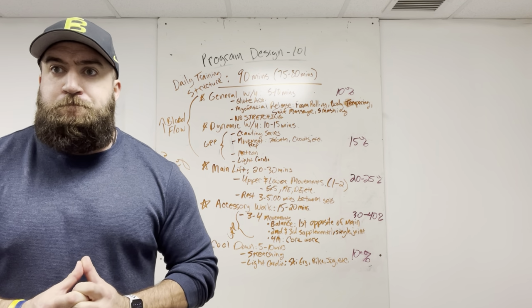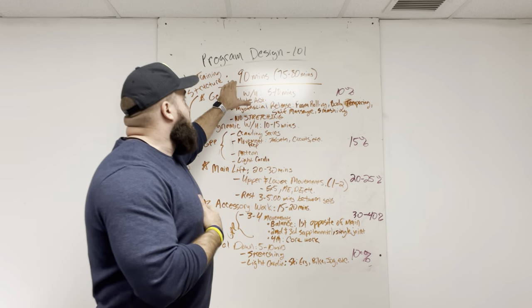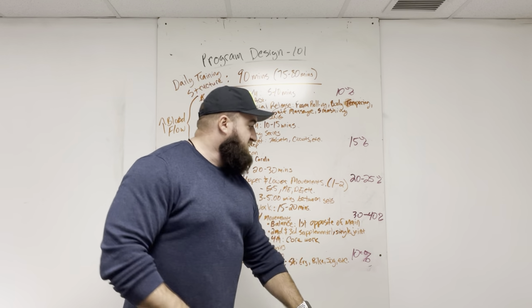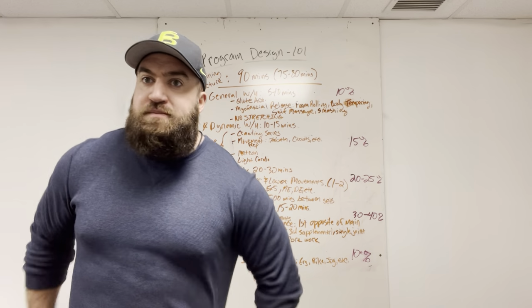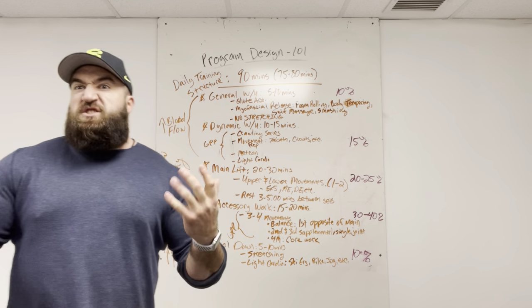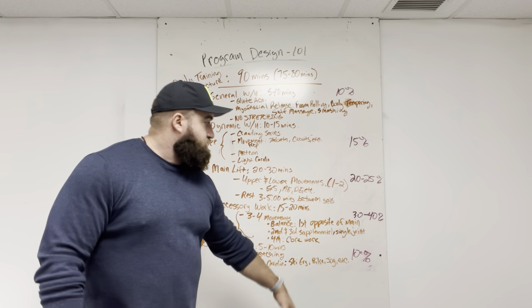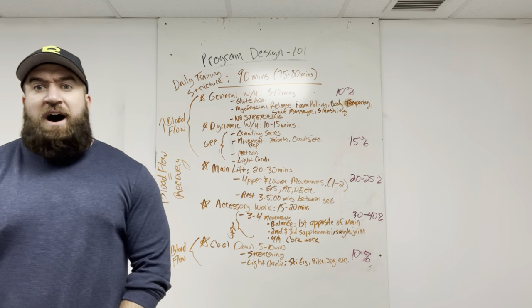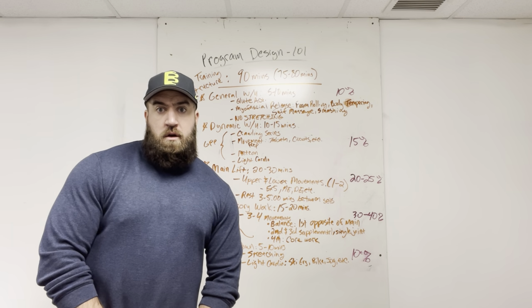Does that make sense? Yeah. So if you have only 60 minutes to work out, use these percentages to figure out roughly how much time you should be spending on each section. If you've got 2 hours, 3 hours, there you go. All right, does that help? Yep. All right, awesome.